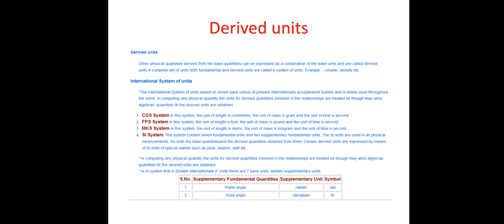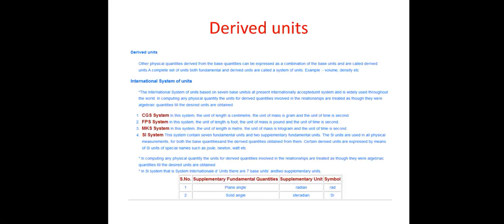There are basically four types of systems of units: CGS, FPS, MKS, SI. CGS is C for centimeter, G for gram, and S for second. Similarly, F for foot, P for pound, S for second; M for meter, K for kilogram, S for second. So these are the units of length, mass, and time.